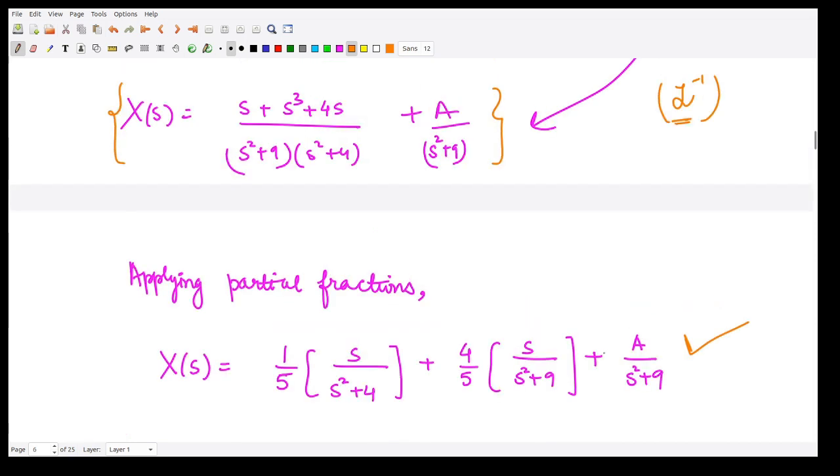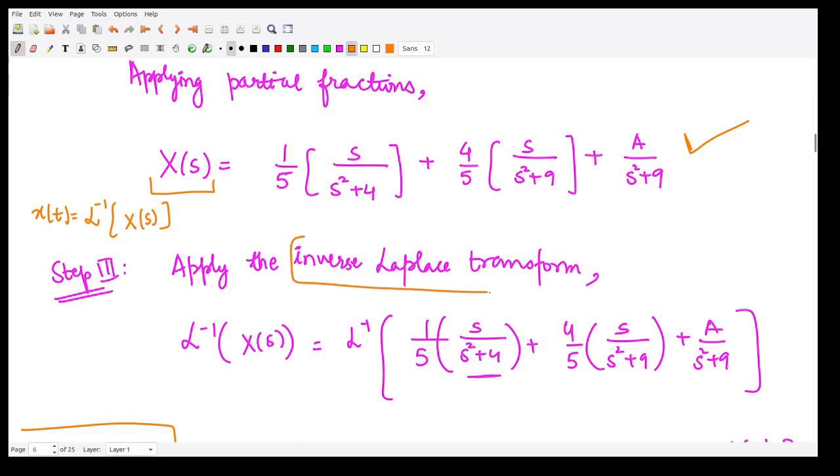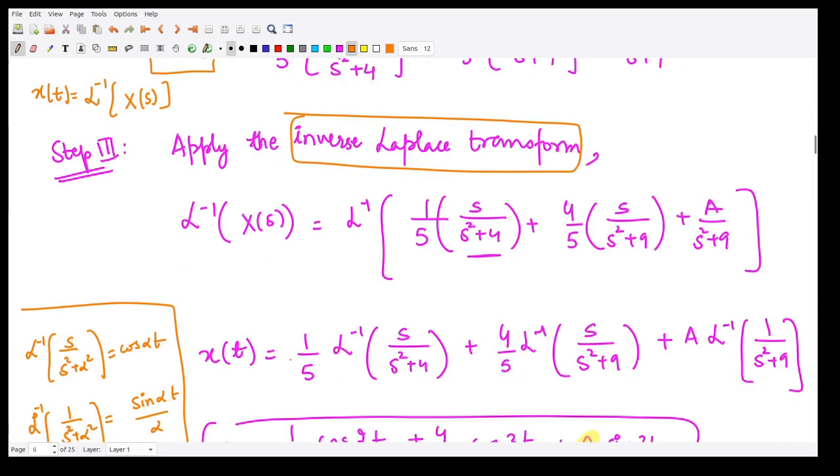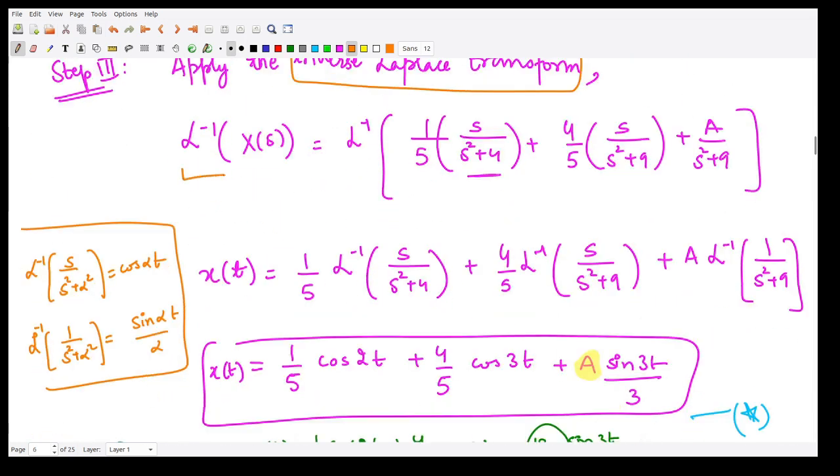The next task, after simplification of X of s, is to evaluate the value of x of t, which comes from taking the Laplace inverse of capital X of s. So we will apply inverse Laplace transform on both sides of this expression. Instead of this, we have small x of t, which is the required solution, and when you apply the inverse Laplace transform on these terms, the Laplace inverse of s by s square plus 4 is equal to cos 2t, the Laplace inverse of s by s square plus 9 is equal to cos 3t, and the Laplace inverse of 1 divided by s square plus 9 is equal to sin 3t by 3. We'll treat this a to be some constant which is to be determined at the end.